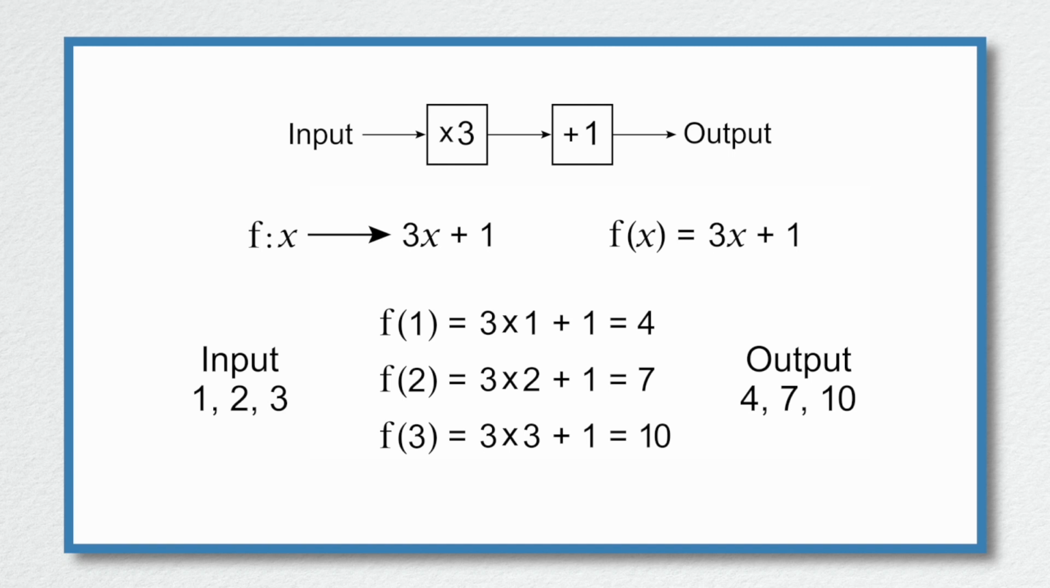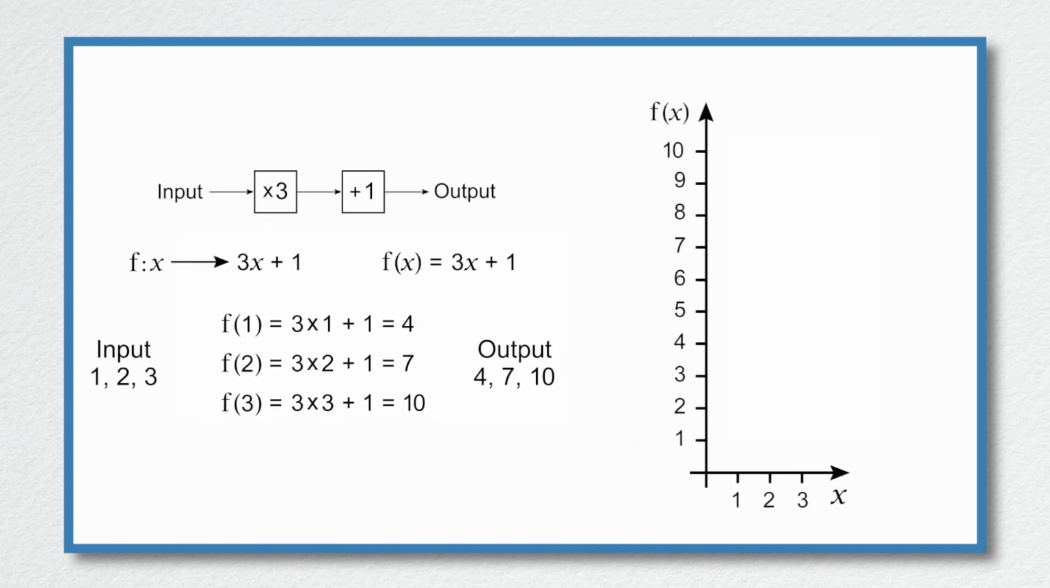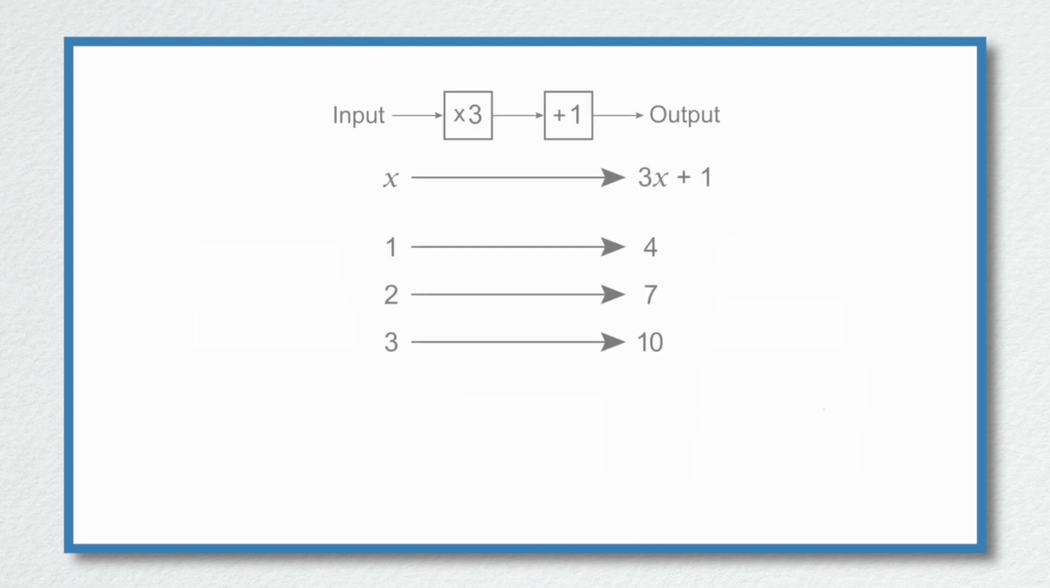But let's take it a bit further. We could, if we wanted to, plot these mappings on a graph, plotting x, the input, against f of x, the output. We therefore have the points (1, 4), (2, 7), and (3, 10). So we have the inputs 1, 2 and 3, and the outputs 4, 7, 10.